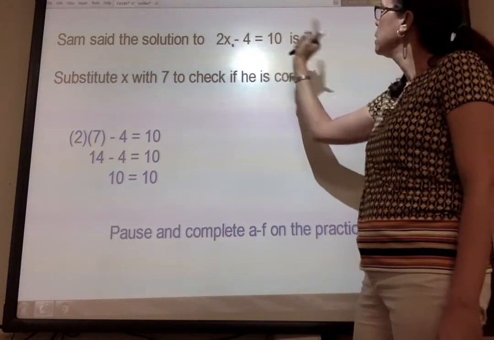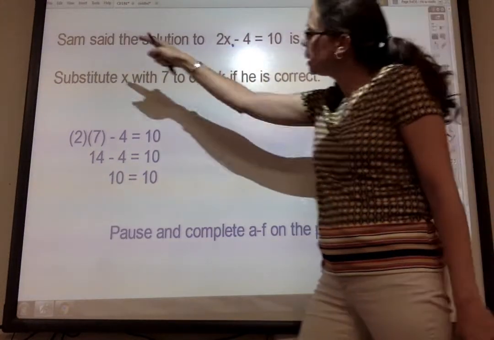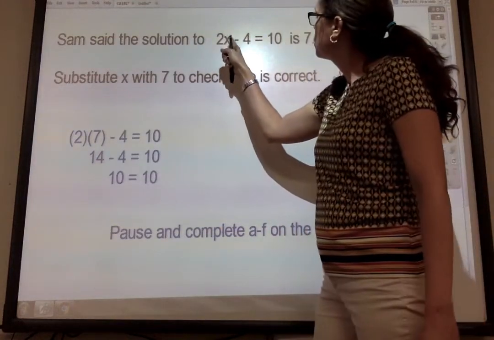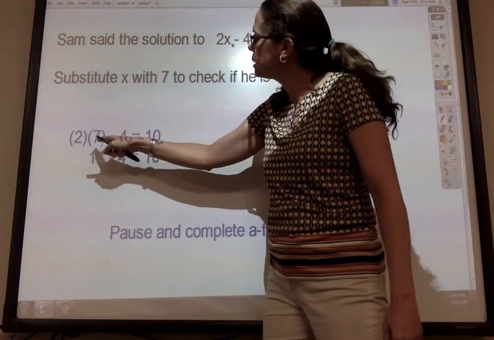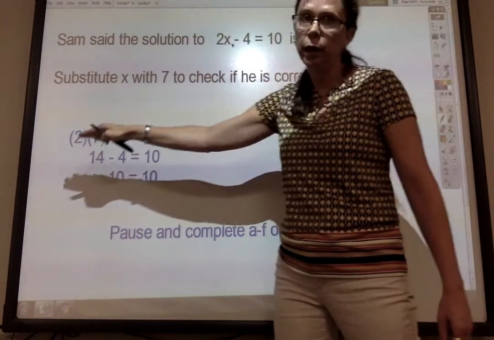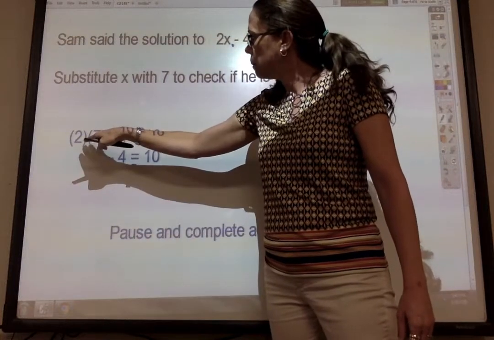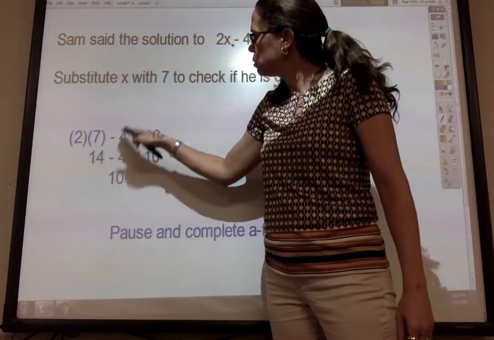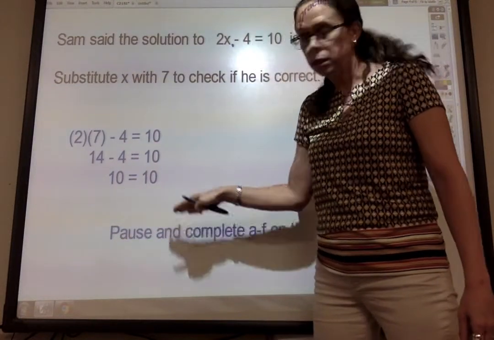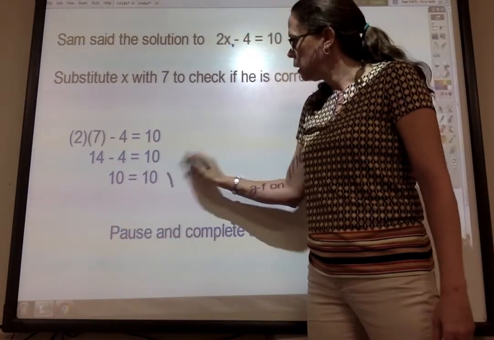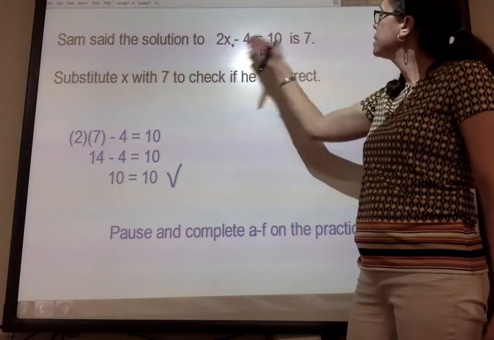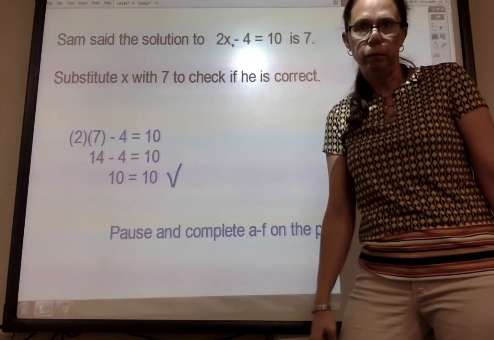So we can substitute the x with 7 to check if he is correct. Okay, so instead of an x, we're going to replace it with what Sam said the answer is, which is a 7. Okay? So we've got 2. We're saying x is 7. So 2 times 7 minus 4 is equal to 10. And then we just work it out with our order of operations. Multiplication comes first. 14 minus 4 is equal to 10. 14 minus 4 is 10, is equal to 10. Is that true? Does 10 equal 10? Yes. So, yay, Sam is correct. x does equal 7. Okay?